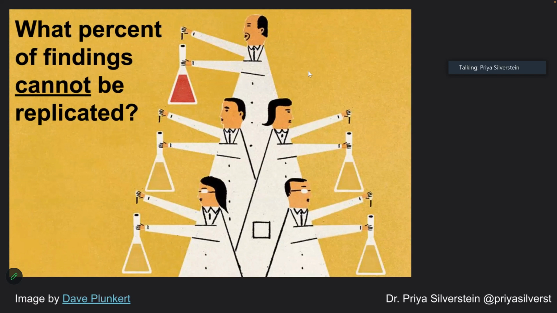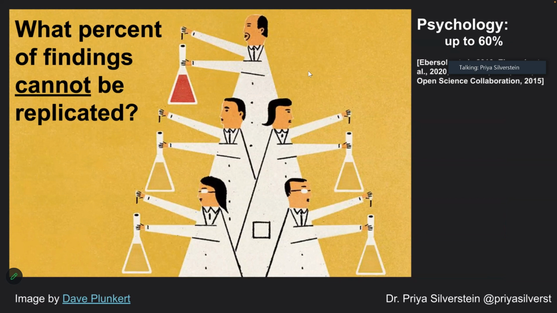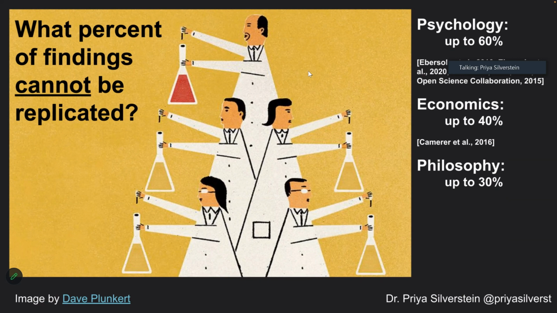So with this in mind, for how to explain non-replications, what does this look like? Does this even matter? Does this happen very often? What percentage of findings cannot be replicated? And this has been investigated across lots of different areas. In psychology, we found that up to 60% of findings cannot be replicated, which was a big shock to the field when it was originally found. In economics, up to 40%. In experimental philosophy, up to 30%. And in cancer biology, which I'm going to be talking about the results from quite a bit in this presentation, up to 55%.